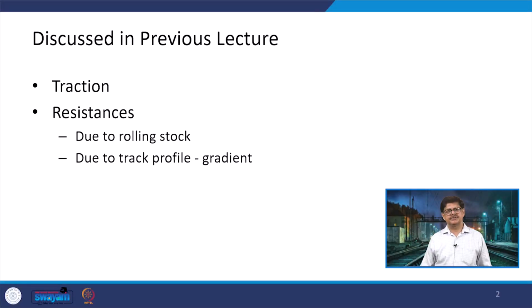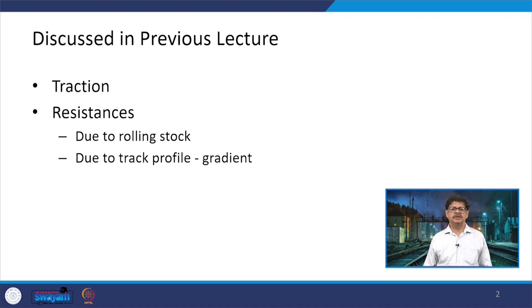Dear students and participants of the course on railway engineering, we are back with our discussion on the railway engineering parts and various modules. Today we are going to further discuss resistances. In the previous lecture, we started our discussion on traction.